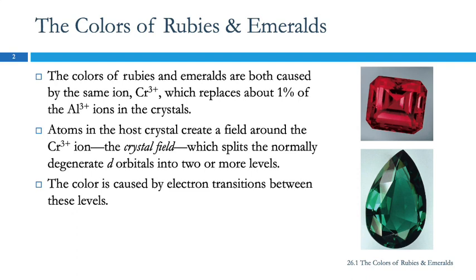So in the crystal, the atoms around that chromium 3+ ion create a field called a crystal field, which splits the d orbitals into 2 or more levels. Normally those d orbitals are degenerate, they're all the same energy. But this crystal field causes those energy levels to split. And when those are split, the energy transitions between those levels give us the color.